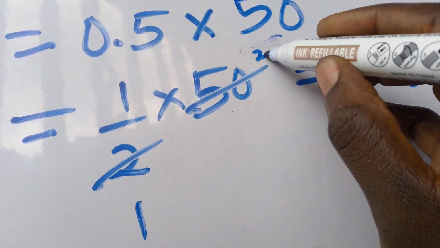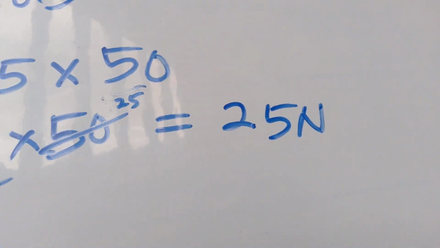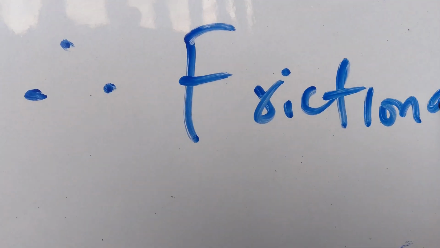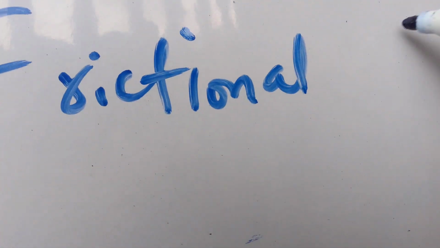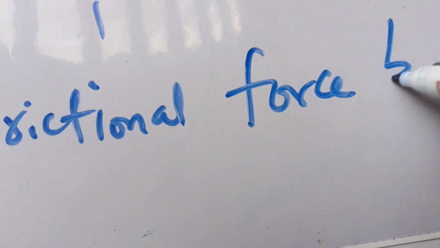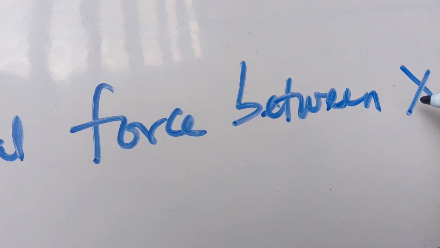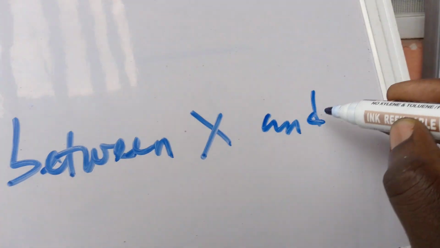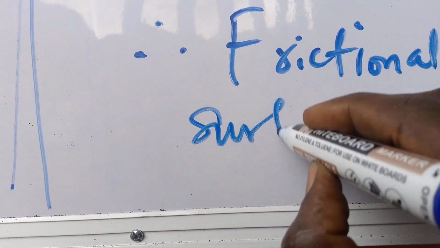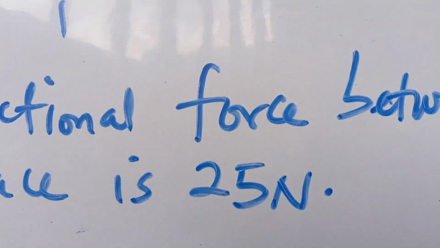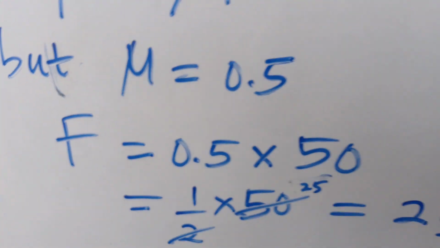Okay, so half of 50 is 25. So that will give me 25 Newton. So my frictional force between X and surface is 25 Newton. Alright, remember how we got it?